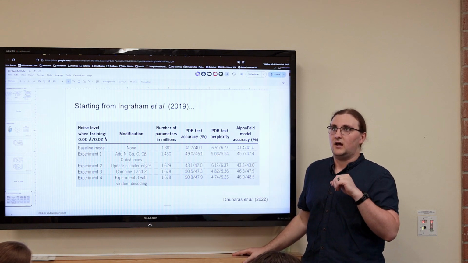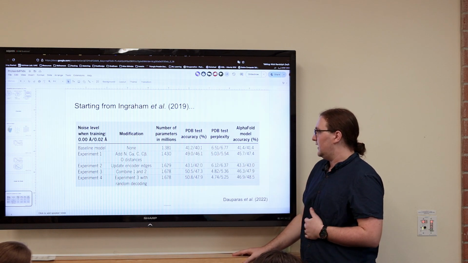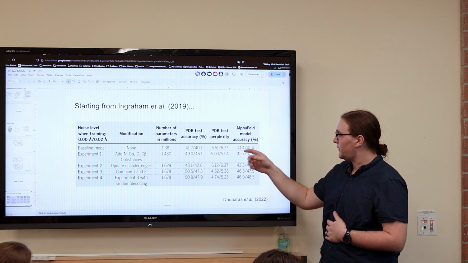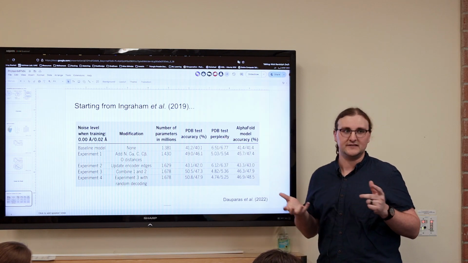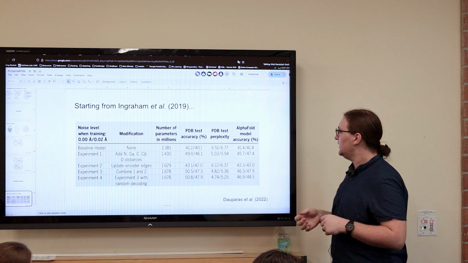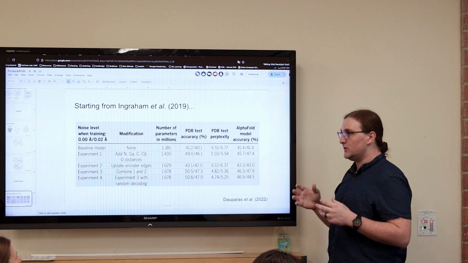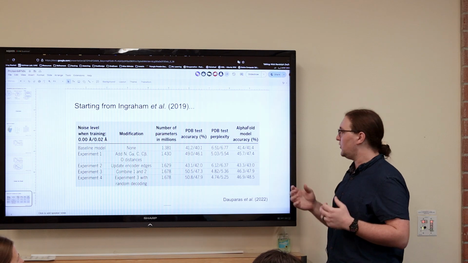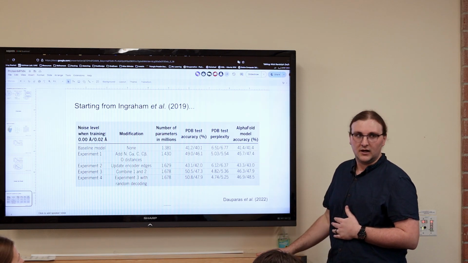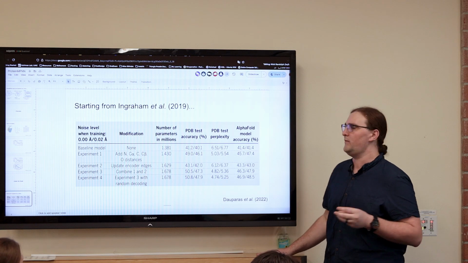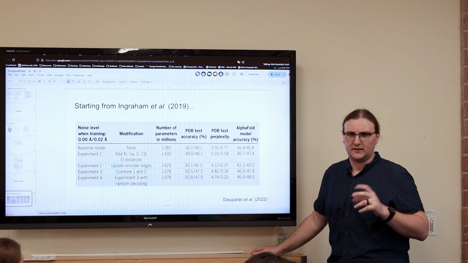It's also got a PDB test accuracy of around 41%. This is a sequence recovery metric. It also includes the perplexity, so it's choosing between 6.5 residues on average. And the AlphaFold accuracy: if you refold that structure, how often does it actually agree? It's around 41%. And that agreement metric's probably like RMSD. I don't remember exactly what they used here, but it's something like that.